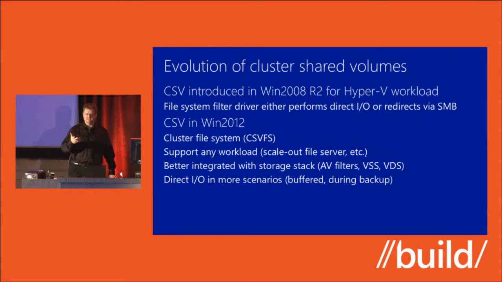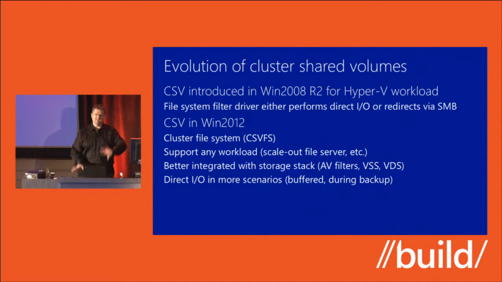So I kind of talked about this. CSV, as it was implemented in 2008 R2, was first implemented as an upper file system filter driver. It was an upper file system filter sitting way up at the top of the file system stack. It basically looked at I/O coming down the stack, and then it would decide what to do with it. It would look at it and go, oh, you're a metadata update, I'm going to forward you over SMB, or you're a read or write, I'm going to send you down directly to the disk.